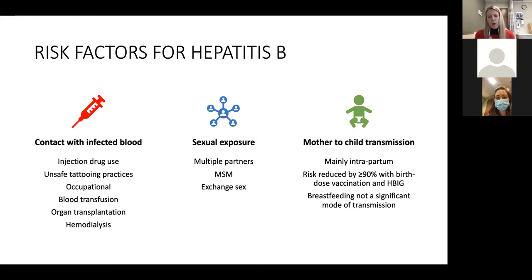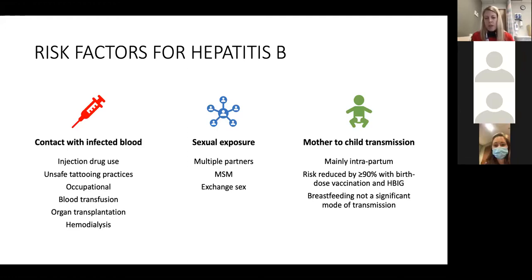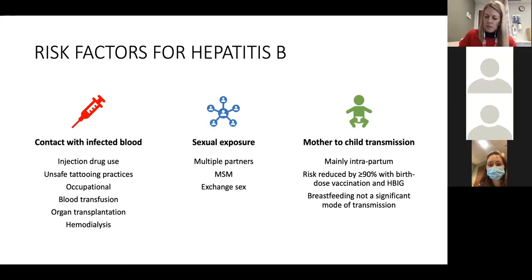And then, globally, as I was mentioning, the vast majority of people with chronic hepatitis B were infected at birth. Usually this occurs intrapartum as opposed to transplacentally. And thankfully, with birth dose vaccination and HBIG, or the Hep B immune globulin, we can reduce the risk of perinatally acquired hepatitis B by over 90%. And breastfeeding is not a significant risk factor for hepatitis B.